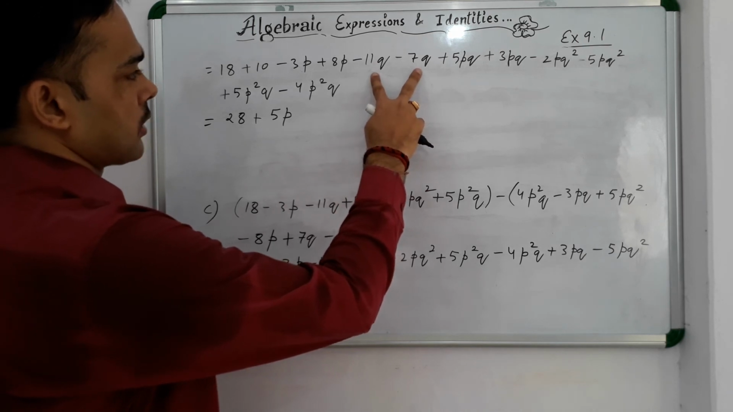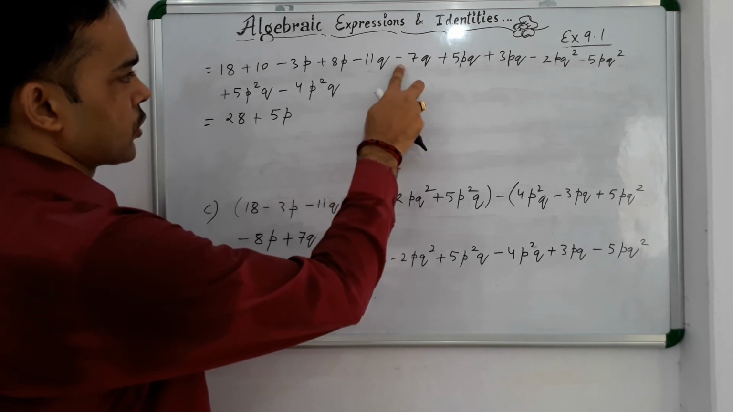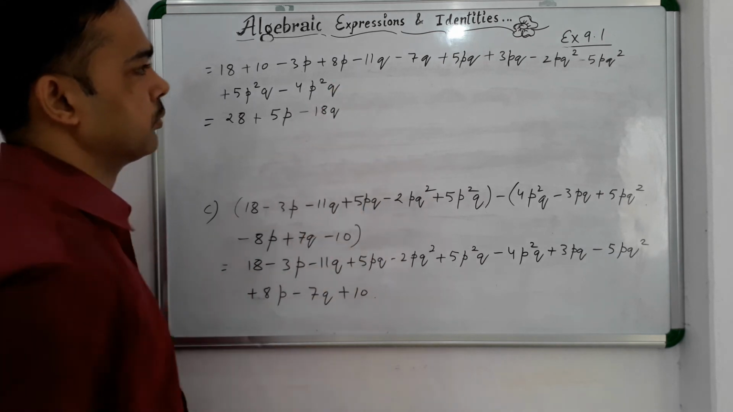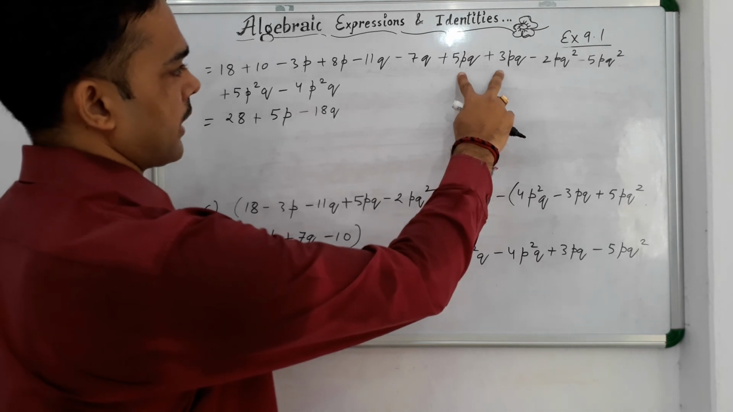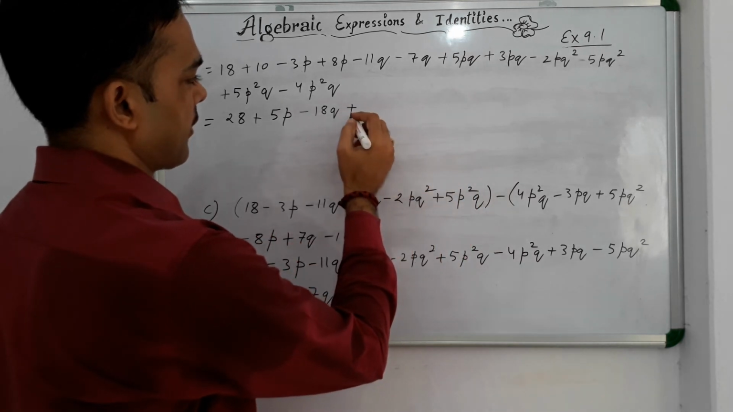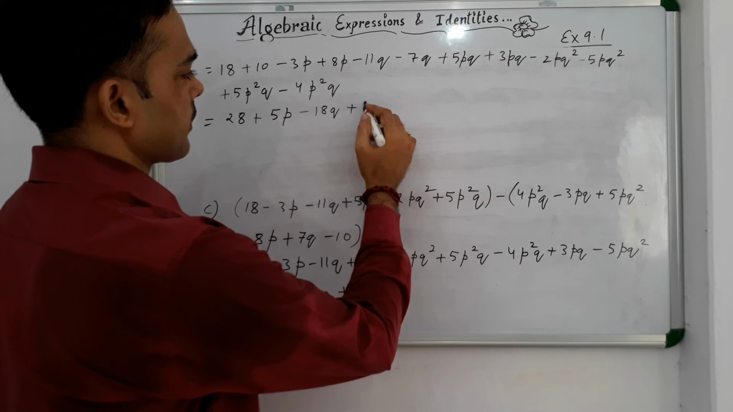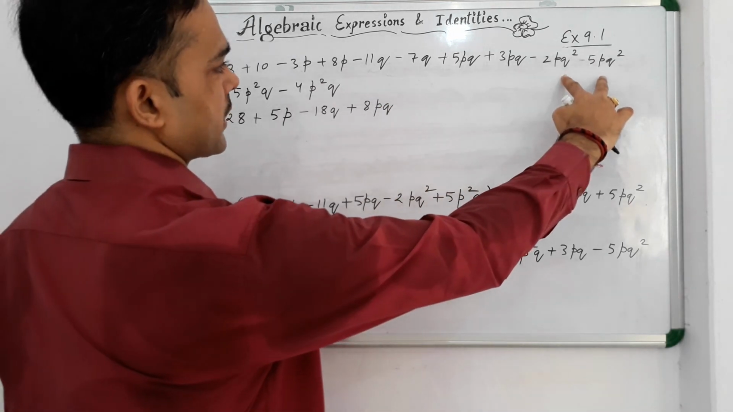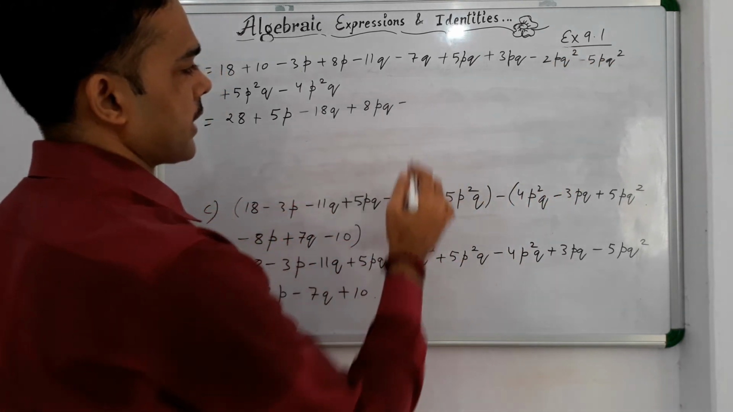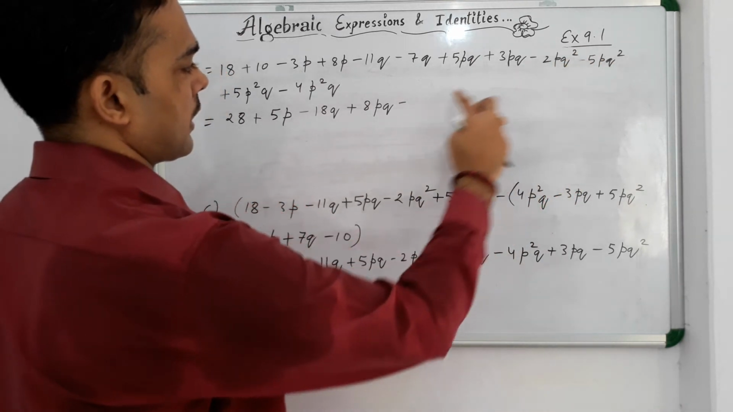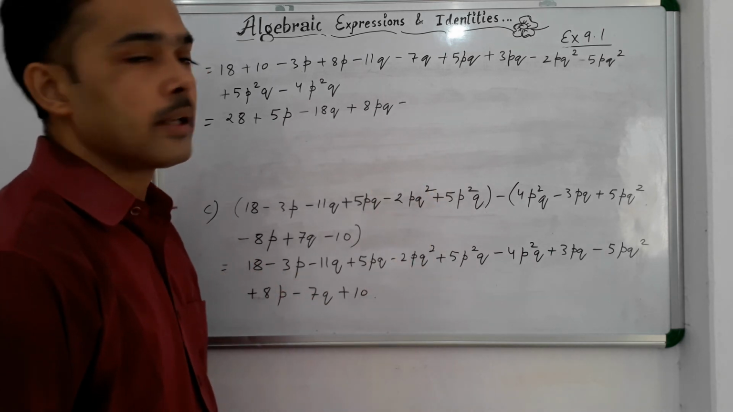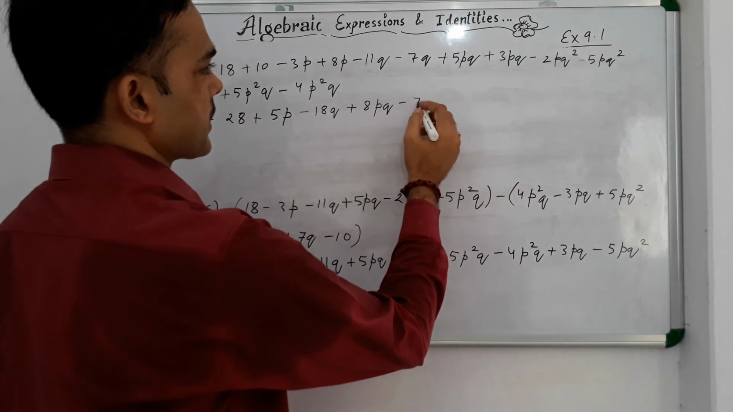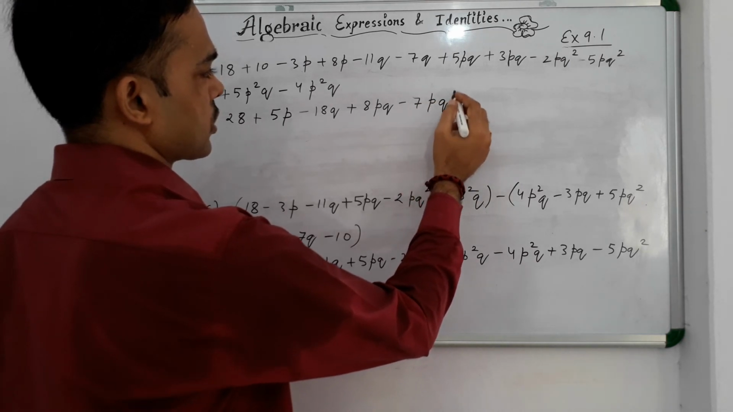Now these are the two like terms, and since they both have same sign, they will be getting added, and sign will be negative, so minus 18q. Once again, they both have to be added because they both are having same sign and they have positive sign. So 5 plus 3 will be 8, so 8pq. Then after pq, let's move on to pq square. They both are having same sign, so they will be getting added, and since they both are having negative sign, I have written negative sign over here, and 2 plus 5 will be 7, 7pq square.